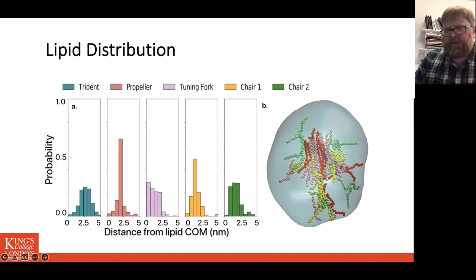And what we see is that in the core, there's more of these tuning fork shapes. And then as you get closer to the interface, you get more trident conformations, which makes sense because the trident has the three arms pointing toward the core of the nanoparticle, and then the oxygen head groups are accessible to the surface.